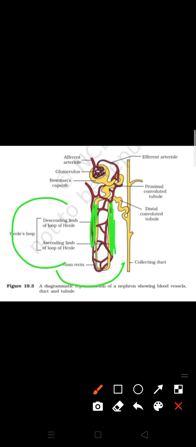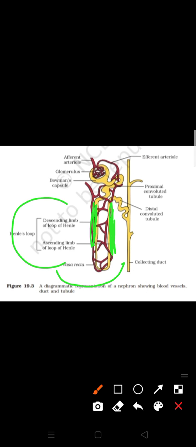Loop of Henle is long in mammals and birds. Why? Because they secrete hypertonic urine. It is absent in other vertebrates like reptiles. Cuboidal epithelium and squamous epithelium are present in the descending and ascending limbs. Which one is in the descending limb? Cuboidal epithelium. And in the ascending limb? Squamous epithelium.